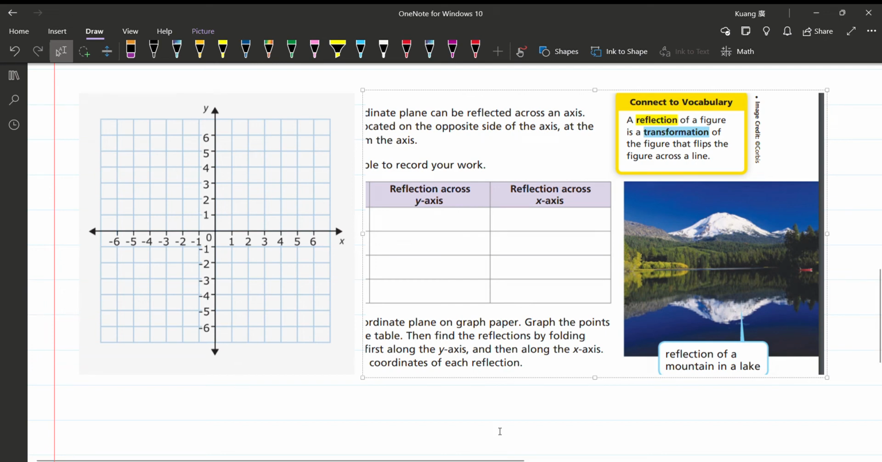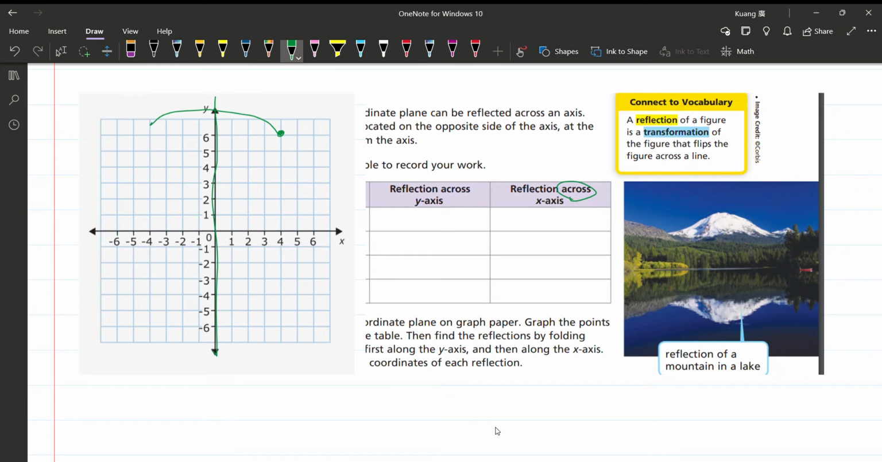Okay, then we need to know how to find the reflection of a point. What is a reflection of a point? We will have two different reflections. One is across the y-axis, the other is across the x-axis. If we say across the y-axis, that means you use the y-axis just like a mirror. So you just flip it over the y-axis to jump to the other side of the y-axis.